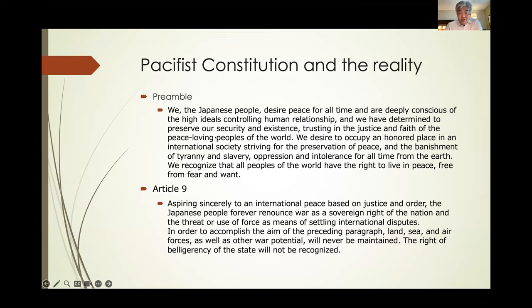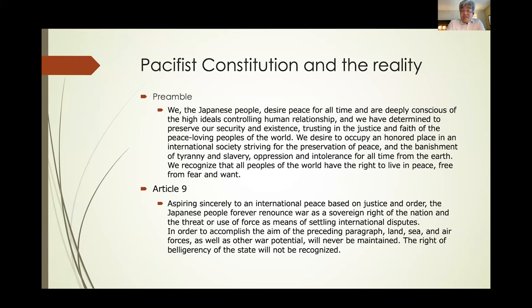it says we are determined to preserve our security and existence, trusting in the justice and faith of the peace-loving people of the world. We desire to occupy an honored place in international society, striving for the preservation of peace and the banishment of tyranny and slavery, oppression and intolerance for all time from the earth. So the key sentence here is that trusting in the justice and the faith of the peace-loving peoples of the world.